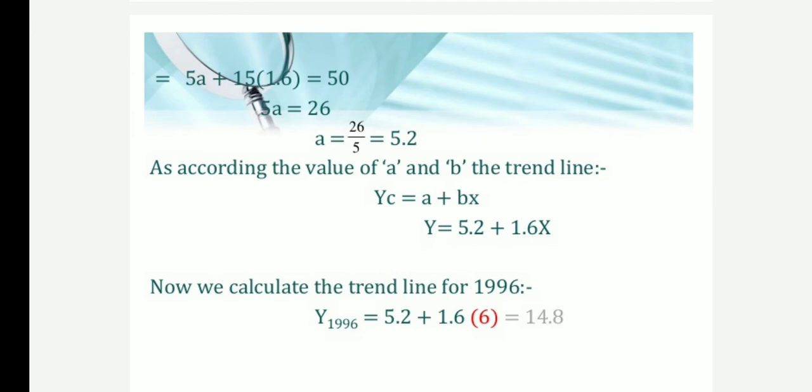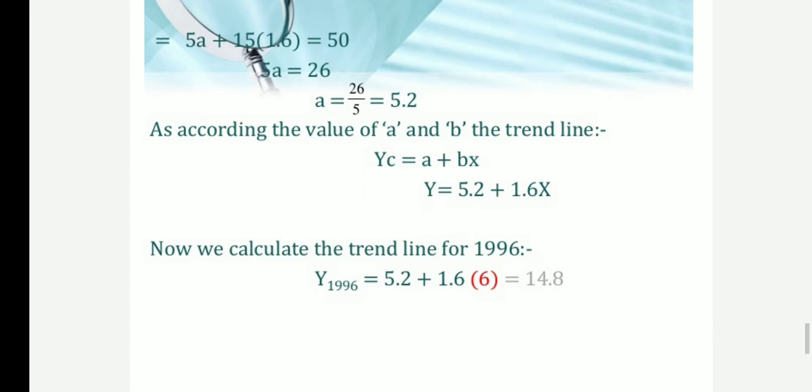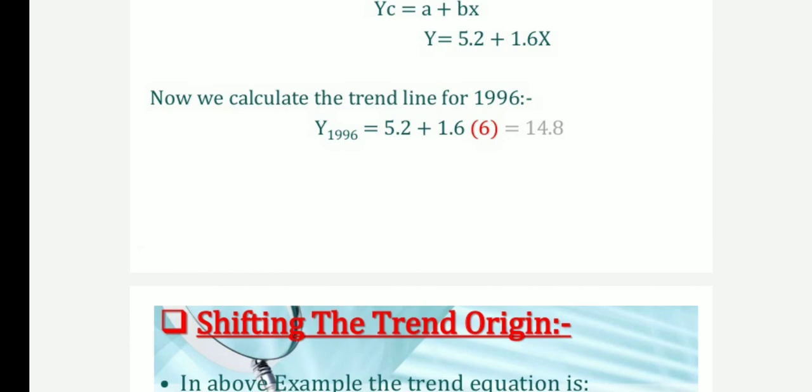So according to the values of a and b, the trend would be y equals a plus bx. Substitute the values of these. That gives you the trend line. Now our job is to determine the trend value for the year 1996. But we know data only up to 1993. So how to estimate this?